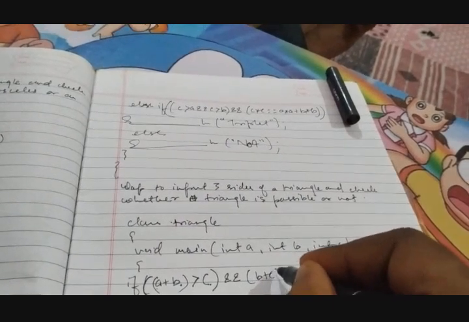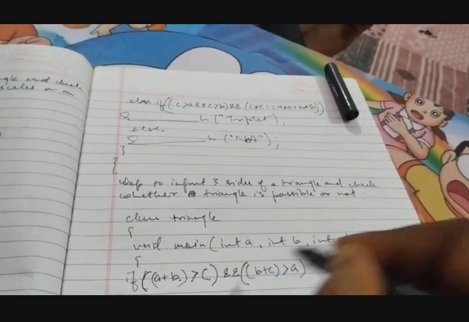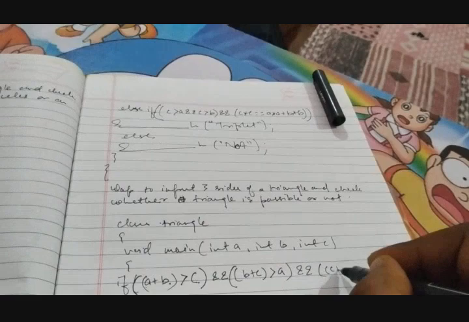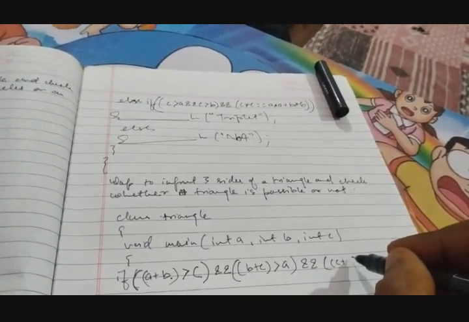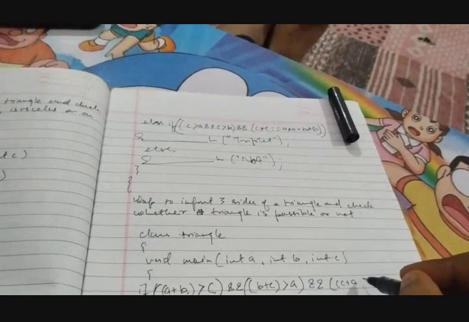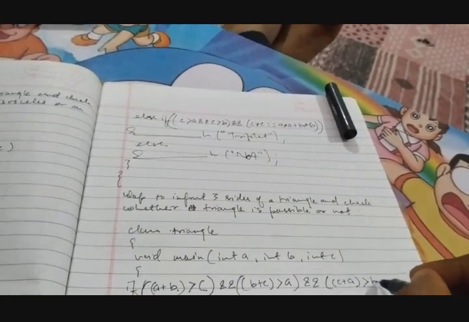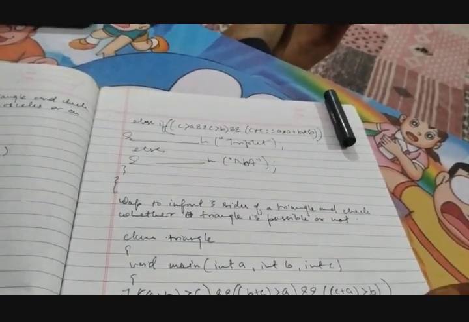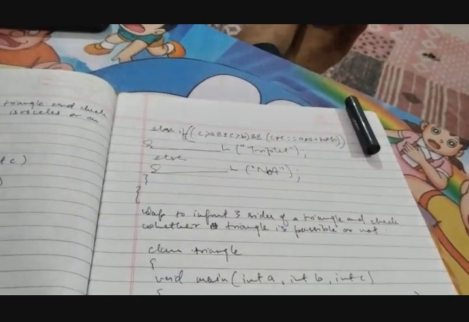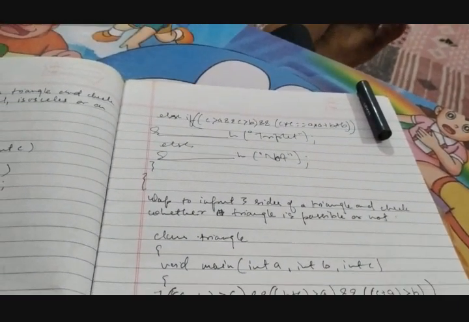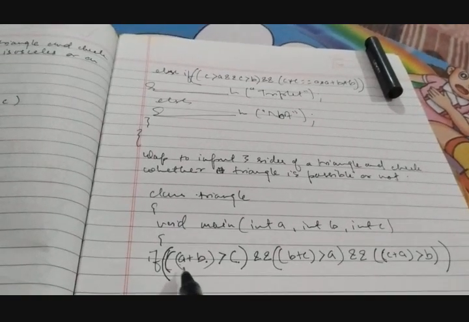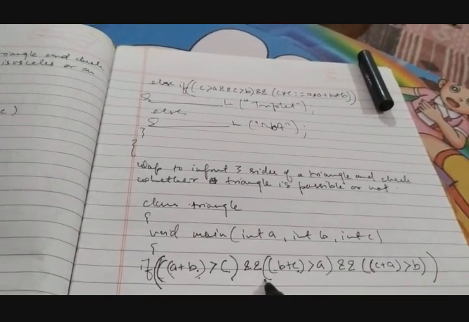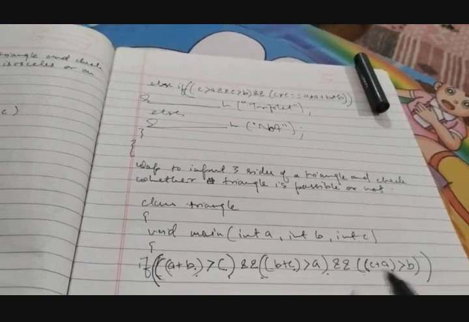And b plus c is greater than a, and c plus a greater than b. Alright, if such is the condition, now be very careful with the brackets. This is for this and this is for this. This is for this, this is for this. So you are differentiating the expressions.